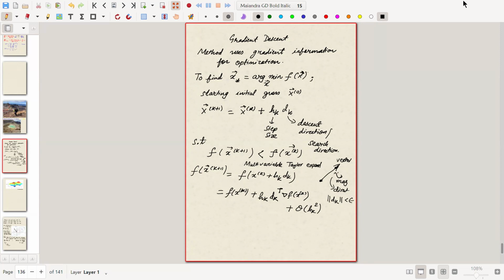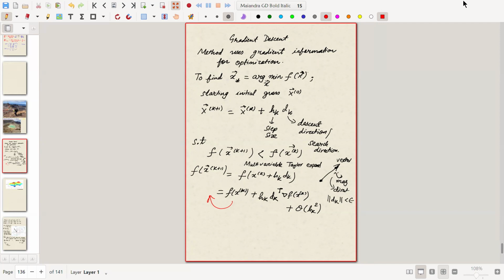Now, can we do something new? Can we take this guy to the left? If we take that to the left, what will we get? Change in function, isn't it? Change in function at xk plus 1: f of xk plus 1 minus f of xk. What does it mean? Change of function in the iteration, isn't it?